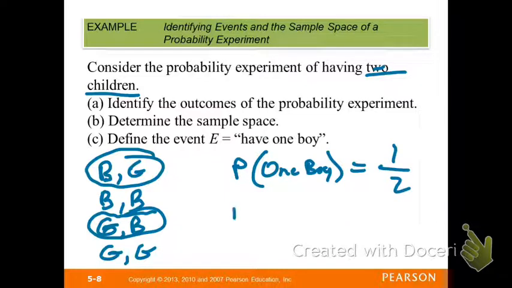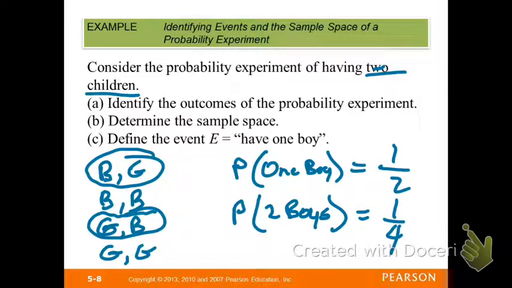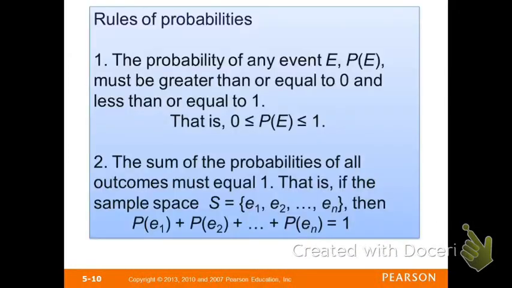And we could look at the probability of two boys in a two-child family would be 1 out of 4, and so on and so forth. So once you define the sample space, then you can look at the favorable outcomes and the possible outcomes. So we're finally getting into a little bit more specific rules of probability. And again, this is not new.